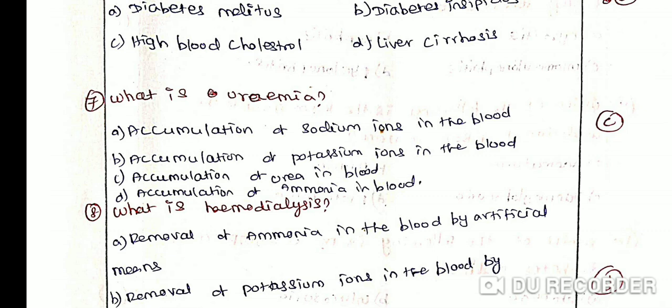Explanation: malfunctioning of kidneys can lead to the accumulation of urea in blood, a condition known as urinemia, which is highly harmful and may lead to kidney failure. Next question.